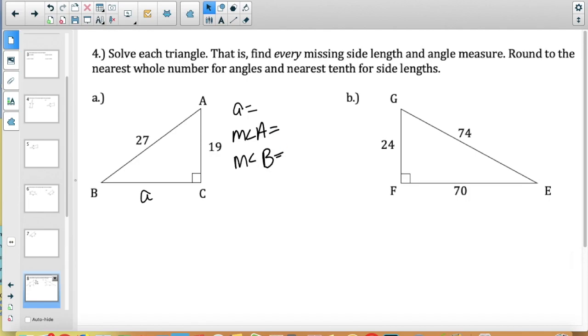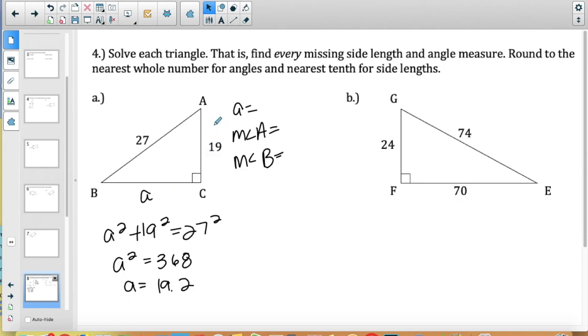So we have a couple options here. With little a here, what we could do is use the Pythagorean theorem because we have two of the three sides. So hopefully you would agree a squared plus 19 squared needs to equal 27 squared. And so if I do the math here, I would end up with a squared equals, square these, subtract the 19 squared over, I get 368. And the square root of both sides, this little side a is going to be 19.2. So then to get angle A and angle B, I am going to have to use trig inverse.